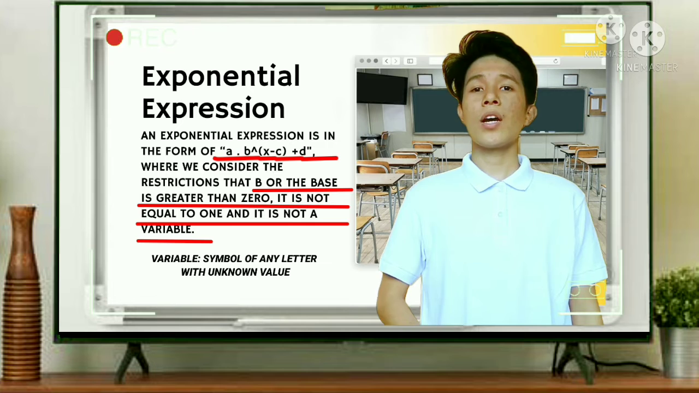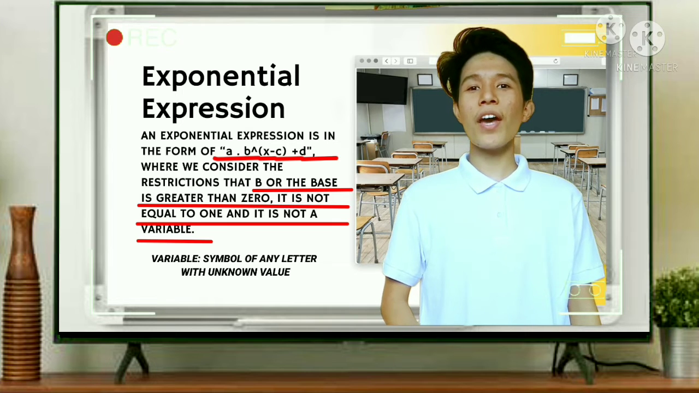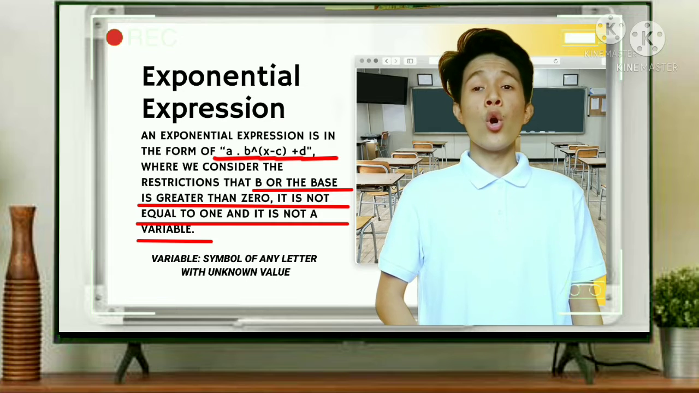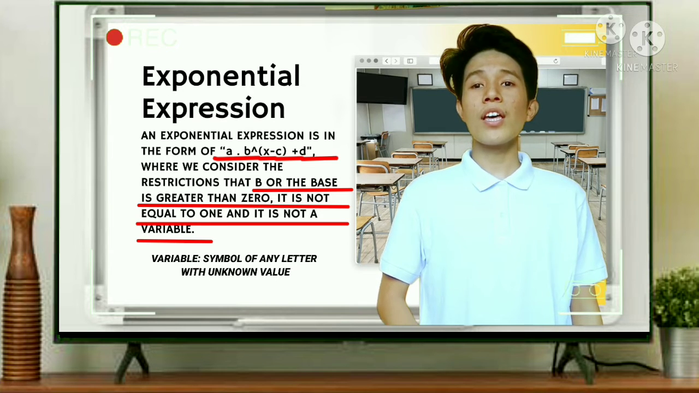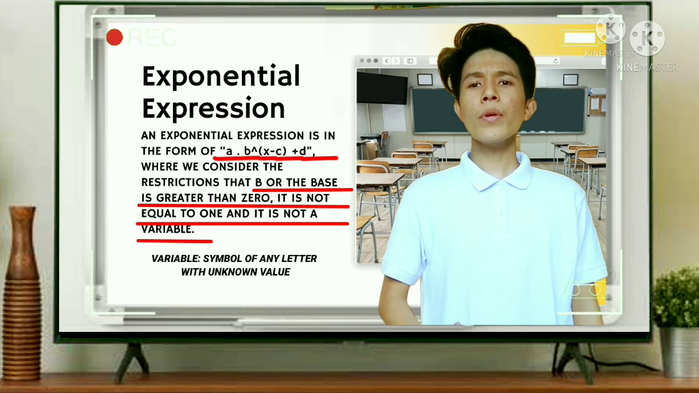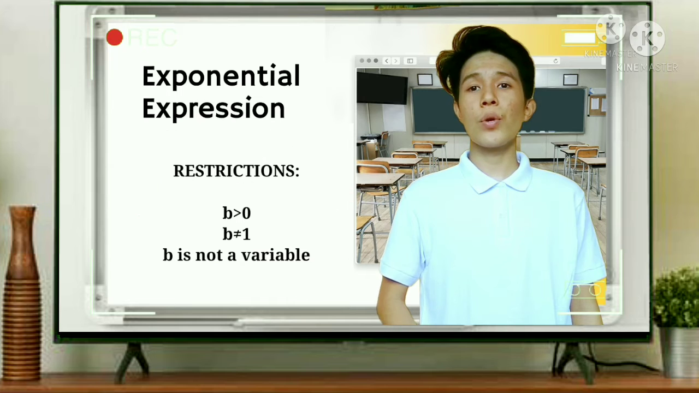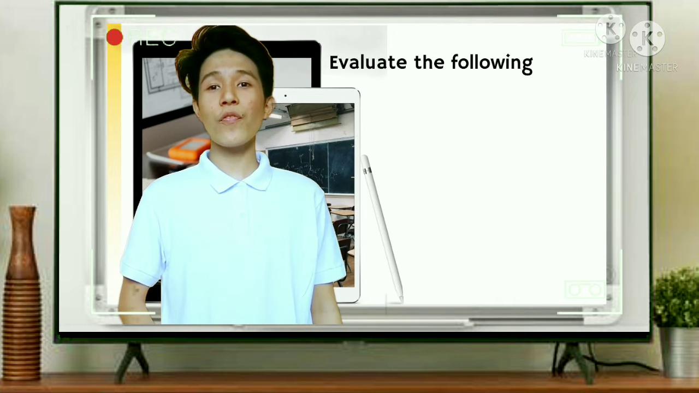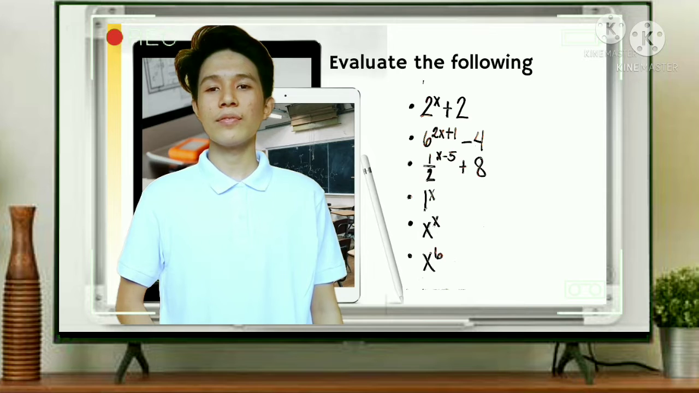What is a variable? A variable is a symbol of any letter that stands for an unknown numerical value in the equation. When we can see letters in an equation, these are already what we call variables. Let's always remember these restrictions of exponential expression, that b is greater than 0, not equal to 1, and not a variable. So let's evaluate the following if they are examples of exponential expressions or not.